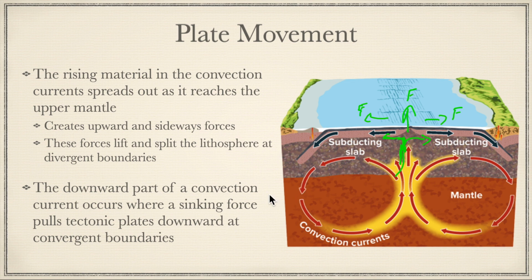So now the downward part of the convection current, which occurs on the edges here, the downward part of this current occurs where a sinking force pulls tectonic plates downward at convergent boundaries. So basically where the current flows down, it starts to basically pull these plates down with it.